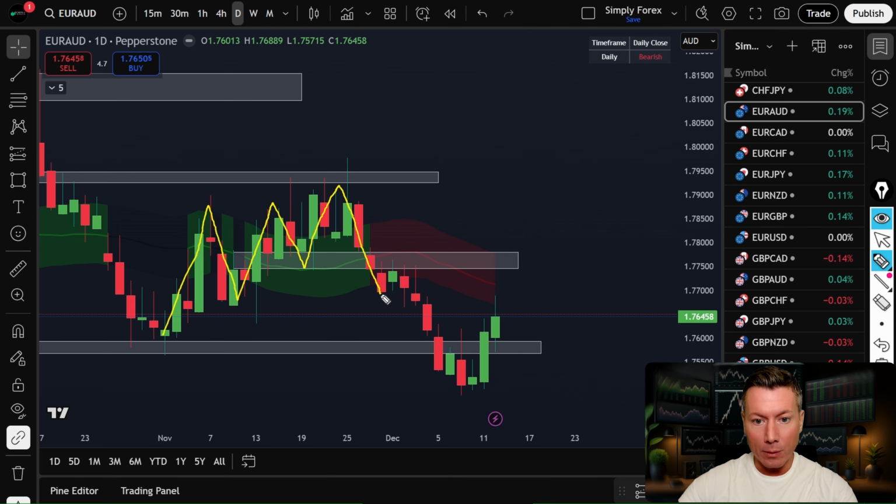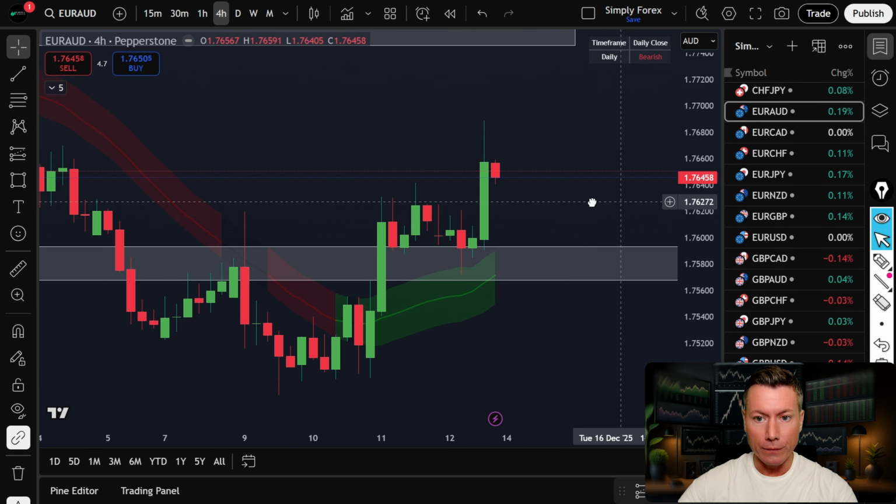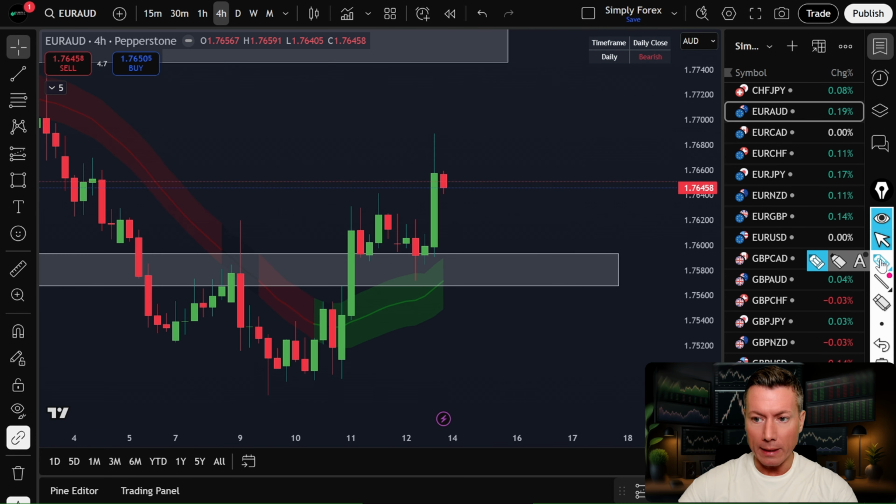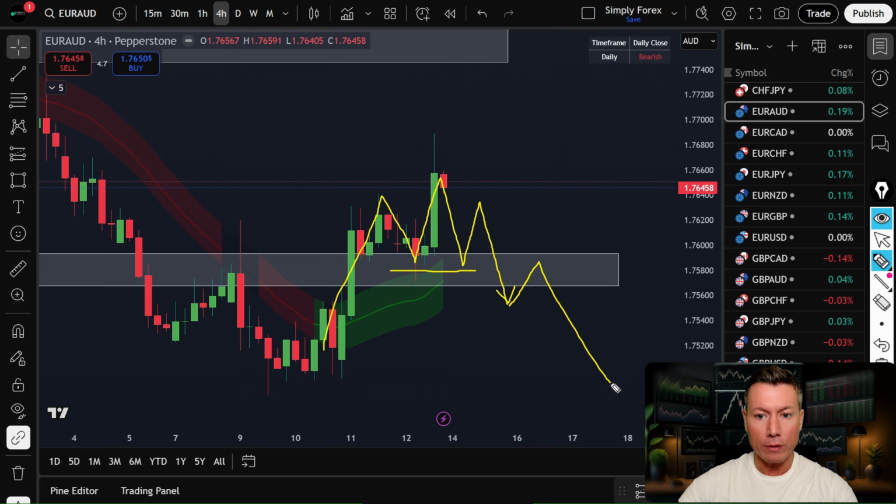We're getting a bit of a reaction, but what I want, guys, is a reaction and then on the H4 a structure breakdown. So we could be waiting some time for this. Maybe it does this and we get a head and shoulders pattern. But as soon as we get a break and retest, we will look to sell Euro Aussie dollar.